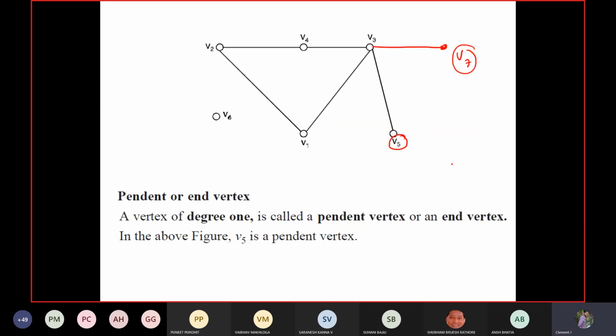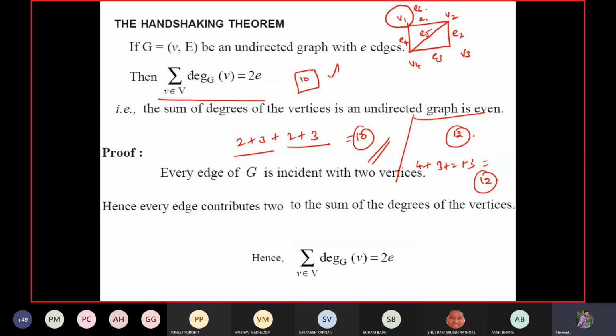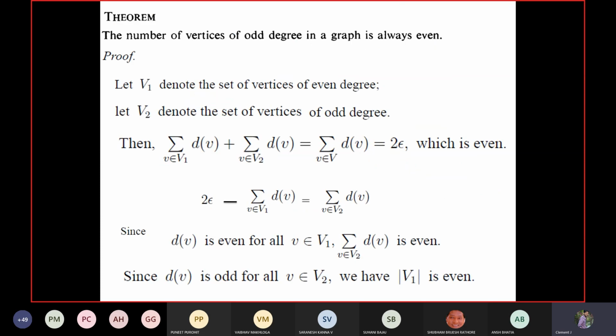Hope you have understood this topic under degree. Is it clear? Have you understood this theorem and its brief explanation with the example? Is it clear? Yes, sir. Okay, fine. Thank you.